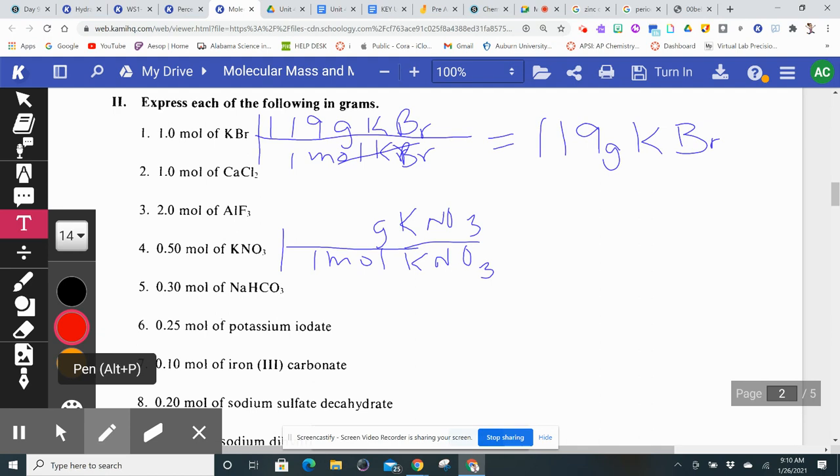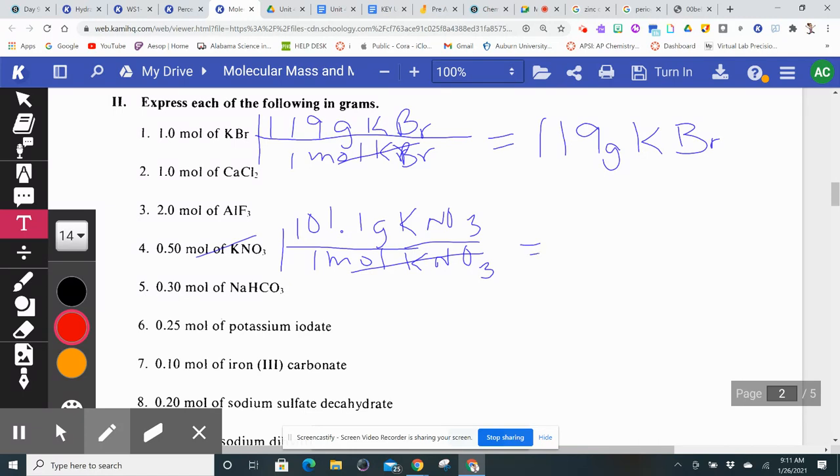Yeah, so 39.1 plus 14 for the nitrogen plus 3 times 16 for the oxygens. So 3 times 16 is 48. Yeah, 48 plus 14 is 62, plus 39 is 101. Let's just say 101.1.